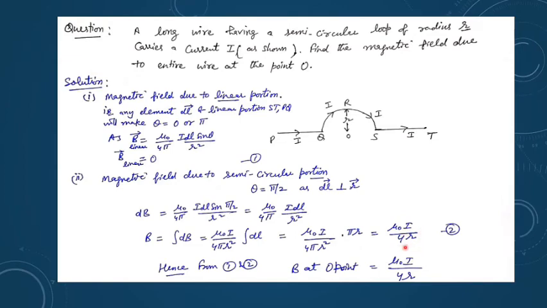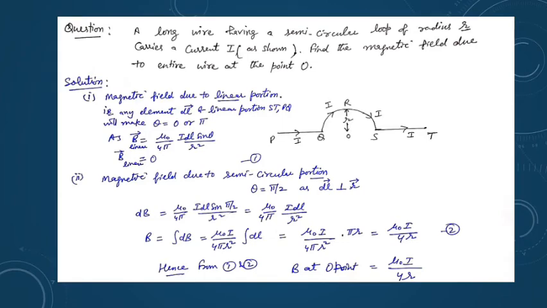For the semicircular loop it will be half of the circular loop. The circular loop was mu naught I upon 2r, and multiplied by 1 by 2, you will get it equal to mu naught I upon 4r, or you can just verify by simply doing the steps of derivation. And then the total magnetic field will be there only because of the semicircular portion. Because of the straight wire, there is no field, so you should be able to understand it.